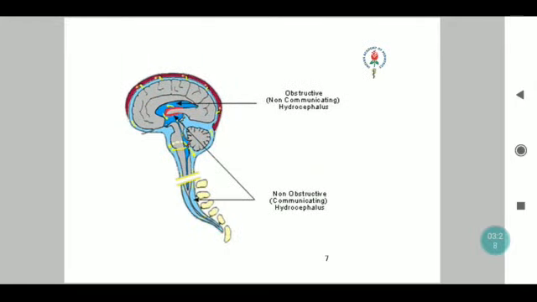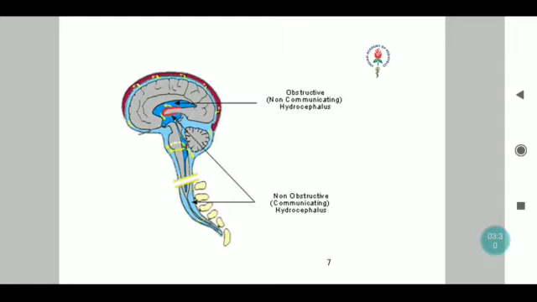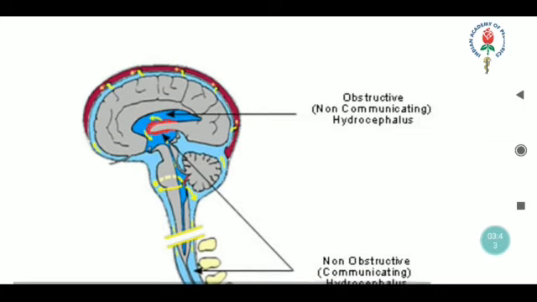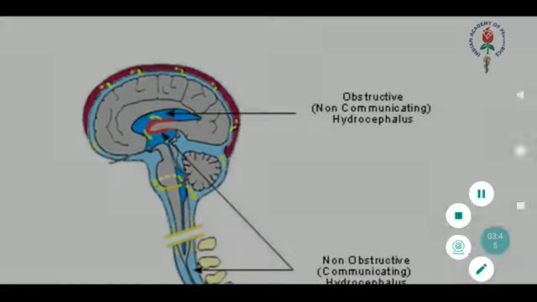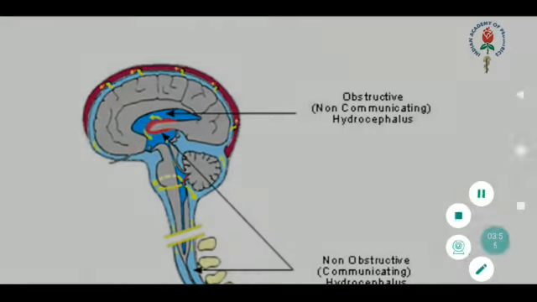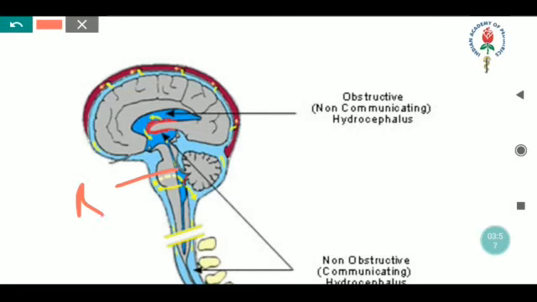So this diagram tries to show schematically both obstructive and non-obstructive varieties. If you look at the obstructive variety, it's because of an obstruction either at the level of the foramen of Monro or at the aqueduct of Sylvius. Obstruction at either level will result in an accumulation, because if we have an obstruction at this level, which I am marking as A, then the entire portion above A will get obstructed. Likewise, if there is an obstruction at the level of B, at the aqueduct of Sylvius, there will be a complete collection and accumulation of fluid at that level.